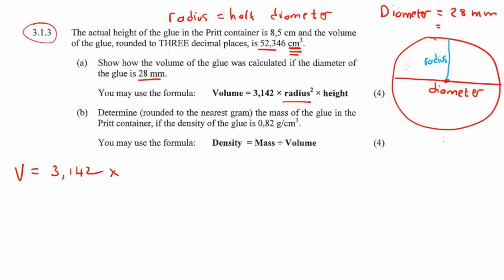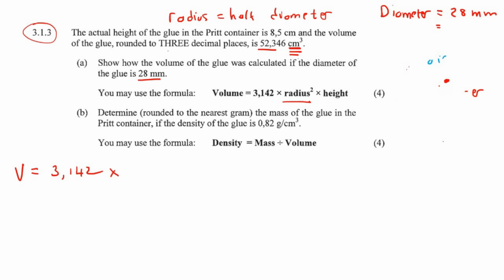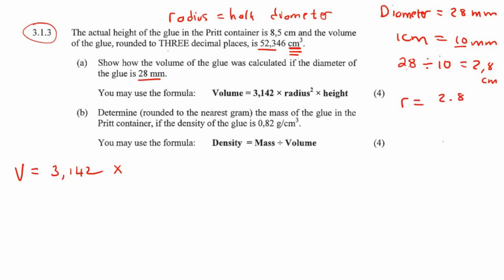To get that into centimeters, remember that 1 centimeter is 10 millimeters. You see how the millimeter number is larger? It's 10 versus 1. So we need to change this number to centimeters. The number is going to become smaller, so you're going to divide by 10, which gives you 2.8 centimeters. But remember that 2.8 centimeters is the diameter. So to get the radius, you're going to halve that. 2.8 divided by 2 is 1.4.